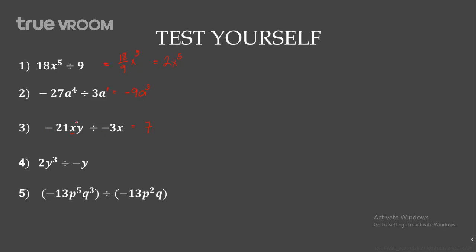Okay, positive 7. Next, x. What is the exponent of x here? 1. 1 minus 1 is 0. So if it is 0, you are not going to write x. If it is 0, do not write anything. Proceed to the next variable. X raised to 0.